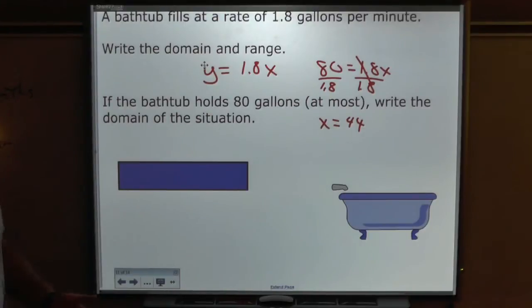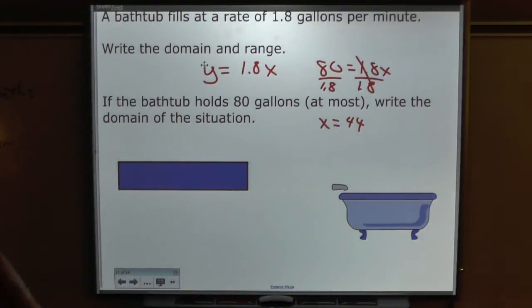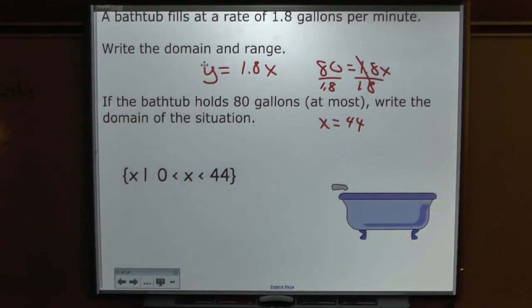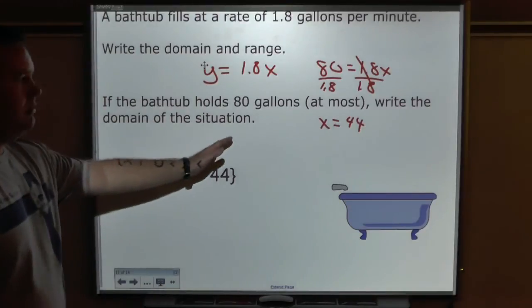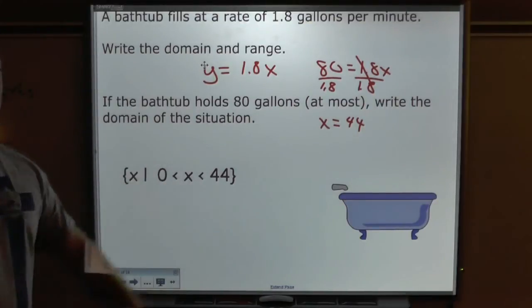So if we want to write the domain, we are talking about the number of minutes. The smallest value would be 0. The highest value would be 44. So it will be written in this fashion. Why is it not a set of points? Well, you have to decide. Is this continuous or discrete? We're talking about measurement again, number of gallons. So it's got to be continuous. So it has to be written in this fashion, all right, as a line segment.